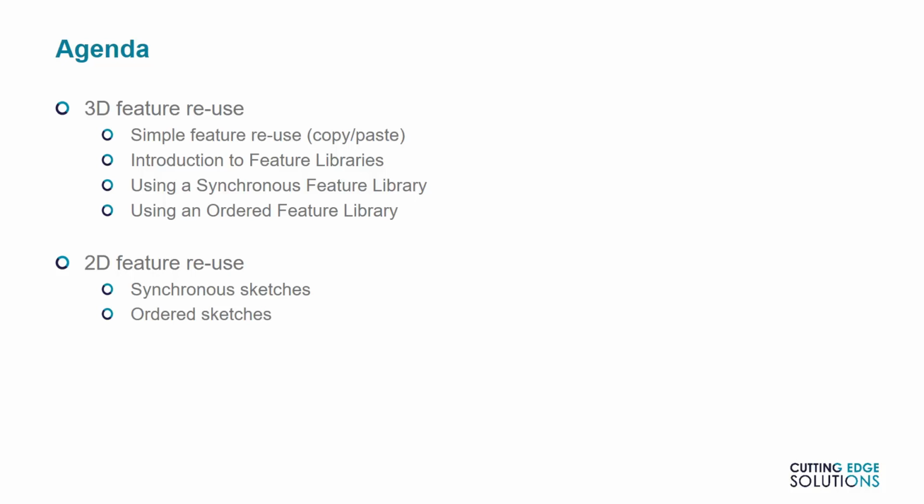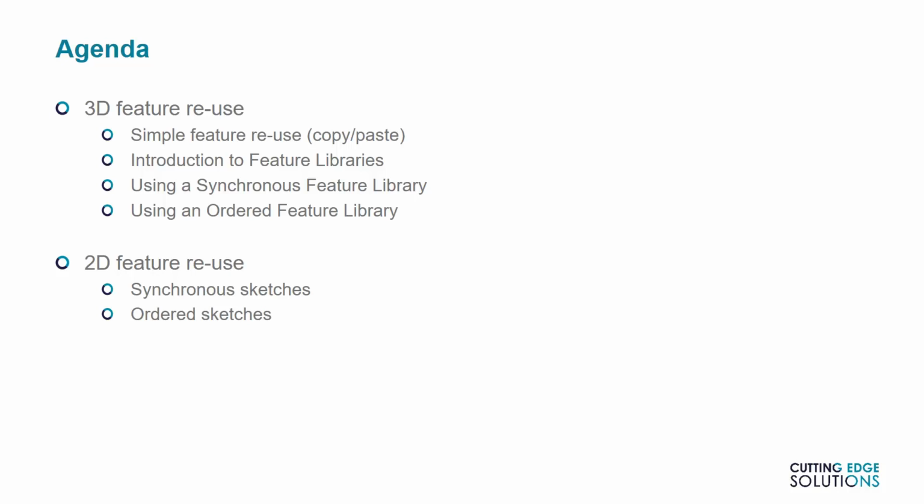I'll explain what they are, when you should use them, and the differences between synchronous and ordered feature library entries. I'll also show you how sketches can be reused between different part and sheet metal files. There is a way to share sketch features between draft documents, but that'll be the subject of another EDGEcast episode.